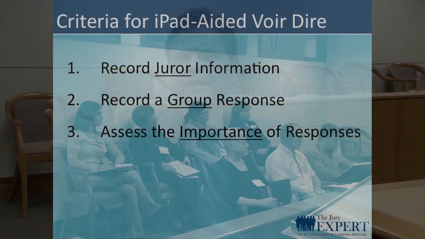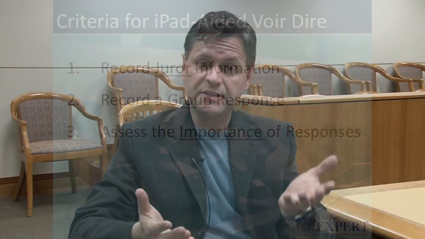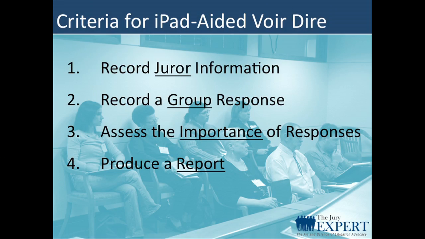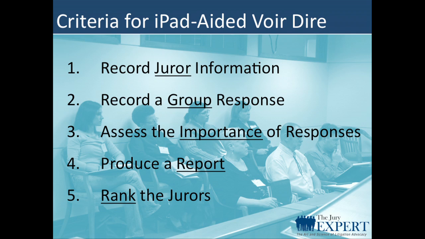Number 3, we would want a system that somehow assesses the importance of information, to tell the difference between a critical question and a not so critical question. Number 4, we would want some method of reporting all of this information in a useful format that can be used to inform the decision to exercise a cause challenge or to use one of your strikes. And then finally, ideally, 5th, we would want something that ranks the jurors, that tells you, based on the information that you have, how these jurors play out from worst to best.